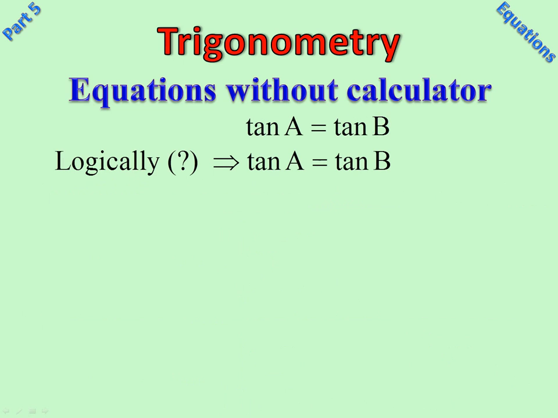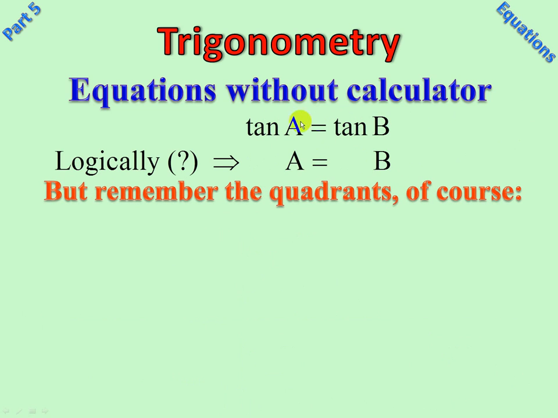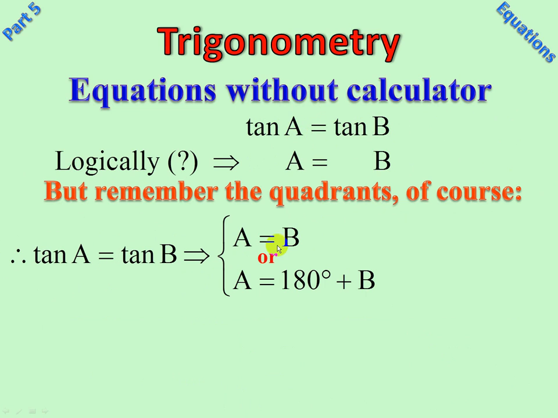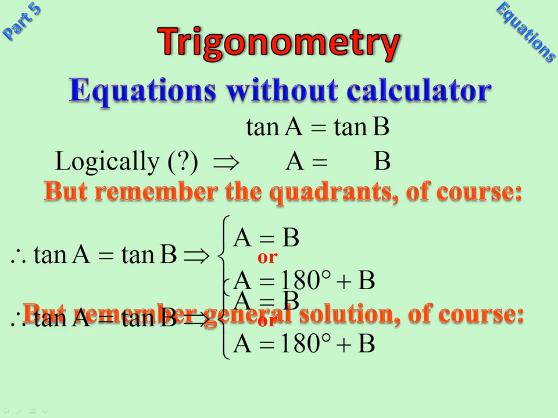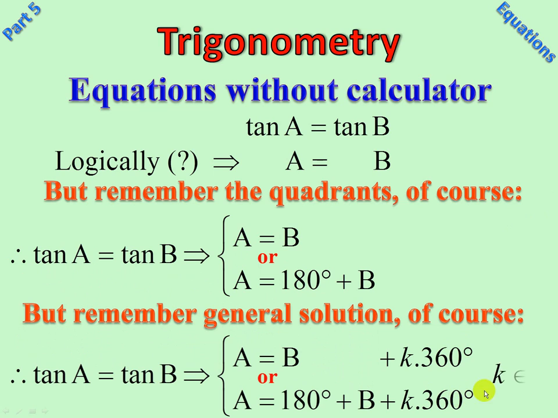Tan. Tan A equals tan B means A equals B. Bring in the quadrants. Tan A equals plus tan B means that it's first or third. Therefore, first or third, 180 plus. Bring in the general solution. Tan A equals tan B means A equals B plus K 360, or A equals 180 degrees plus B plus K 360, K element of Z.